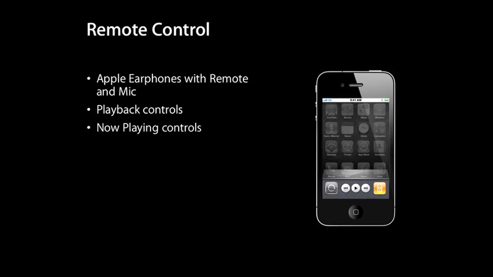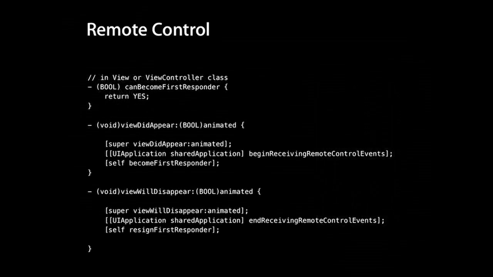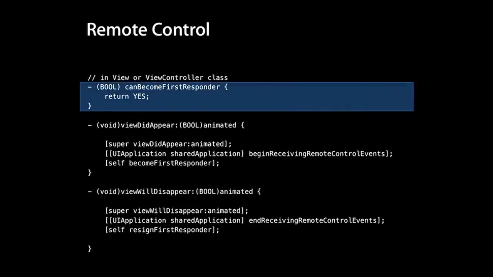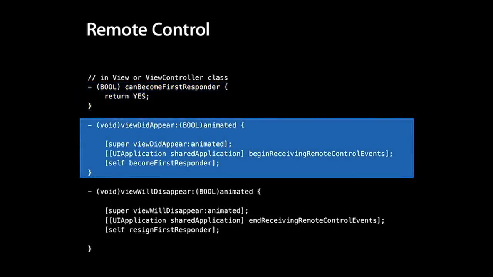So how do you support remote control events? Well, first of all, your View or View Controller class needs to implement the canBecomeFirstResponder method. Return yes. And then you need to do something when your view appears and when your view disappears. When your view appears, you need to tell UIApplication that you're ready to begin receiving remote control events. And you need to become the first responder. Only the first responder gets the remote control events.